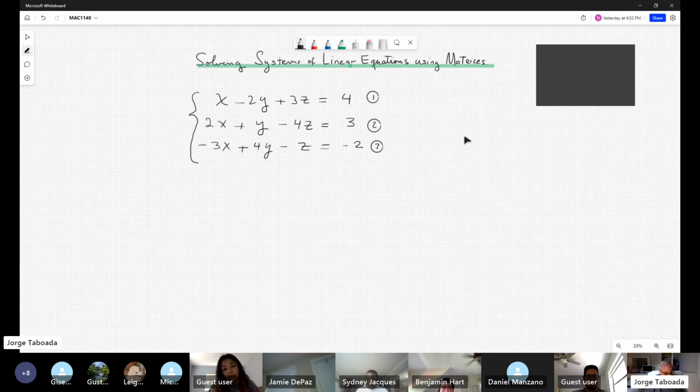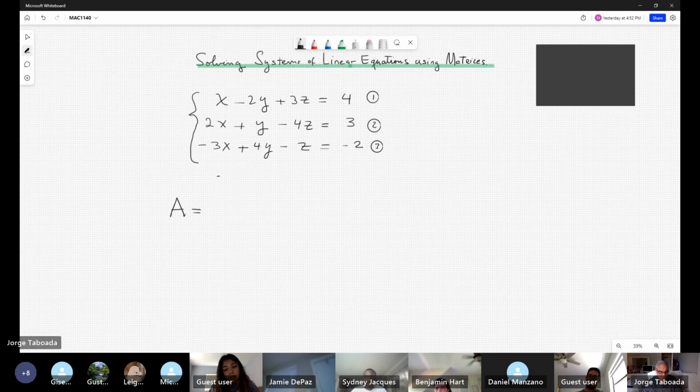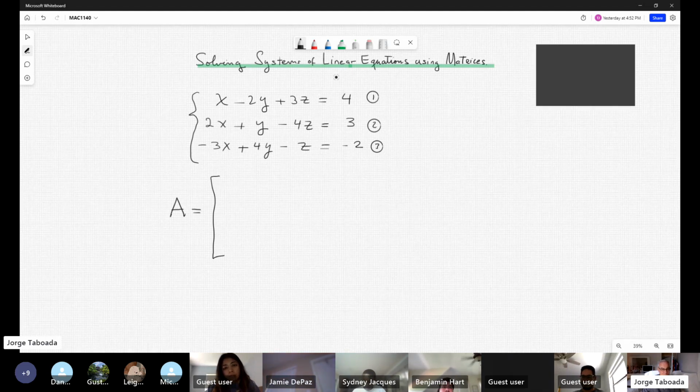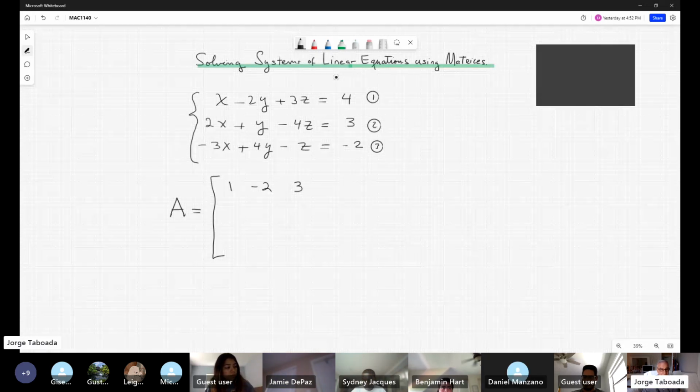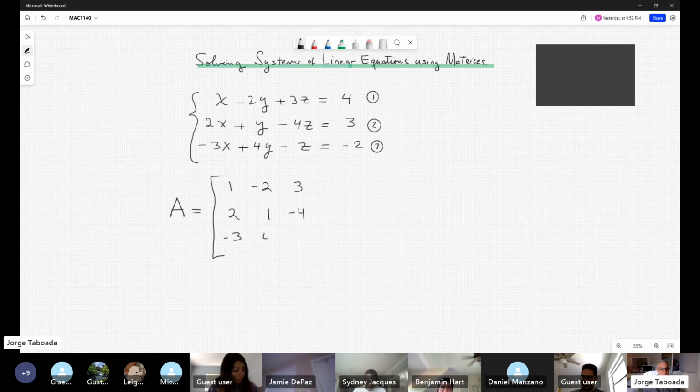The matrix, what is the matrix? A matrix is a rectangular array of numbers. So far that is the definition, but maybe you don't understand the interpretation very well. Basically, you define, for example, a matrix. I don't know why we always use a capital letter to denote a matrix. So the matrix A in our system is always the matrix formed by the coefficients in front of the variables. The coefficients are 1, negative 2, positive 3, 2, 1, negative 4, negative 3, positive 4, and negative 1.